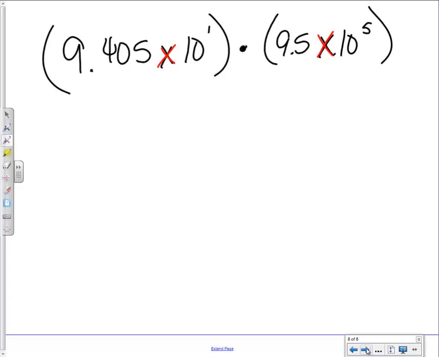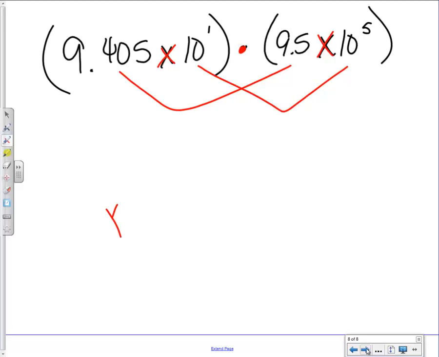I have 9.405 times 10 to the first power times 9.5 times 10 to the fifth power. Everything is multiplied together. The x and the dot all mean the same thing. So every one of these pieces is multiplied together. I really don't need the parentheses. So what I'm going to do is multiply the things together that match. These are whole numbers, I will multiply them. These two are also like terms.